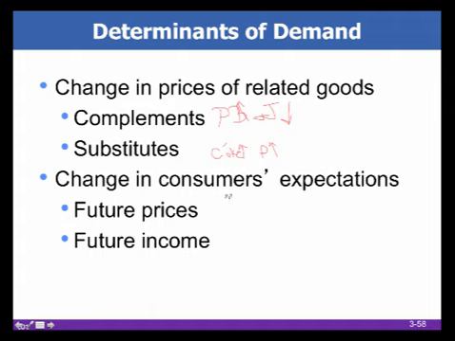Finally, the change in consumer expectations. So if we think that the price of something is going to rise in the future, then today we're going to buy more of it. If we think the price of something is going to fall in the future, then we will wait and purchase it later on when it's cheaper. Likewise, when our income changes, if I'm convinced that I'm going to get a raise in the future, then I'll buy more stuff today because I know that I'll be able to pay for it. Likewise, if I think that I might get a pay cut or I might lose my job, then all of a sudden I'm going to buy a lot less of things because I have to save my money today so that I don't run out when my income goes away.